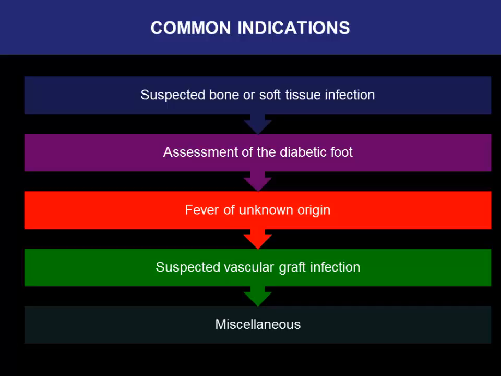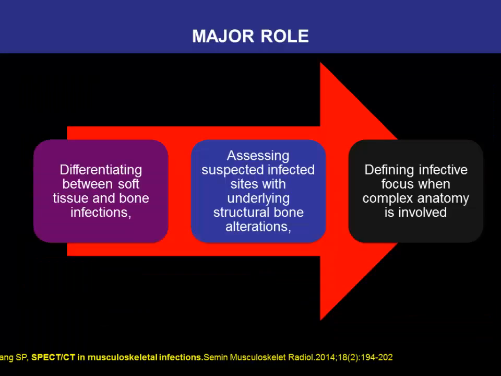Vascular graft infection, again, the role of SPECT-CT is changing. More and more people are going for FDG PET because you get the diagnosis within a day rather than doing a white cell scan, which takes a few days, and adds all these marrow changes and all sorts of things. And for miscellaneous indications, if your bone scan is equivocal or a white cell scan is equivocal for infection, then it's best to have a correlating imaging to differentiate bone from soft tissue pathology.